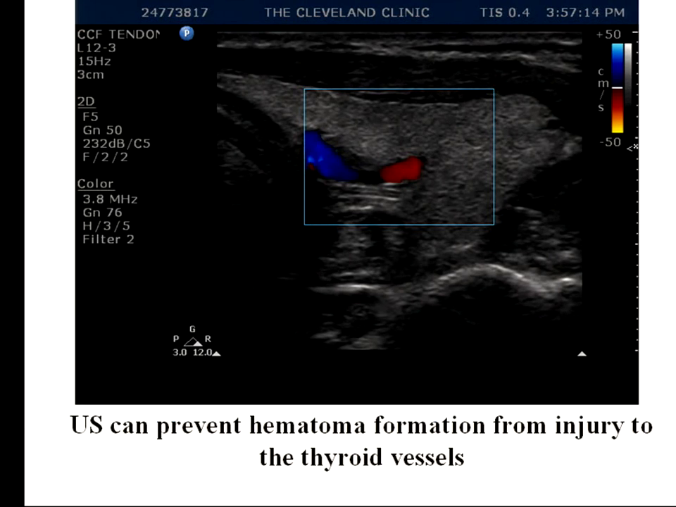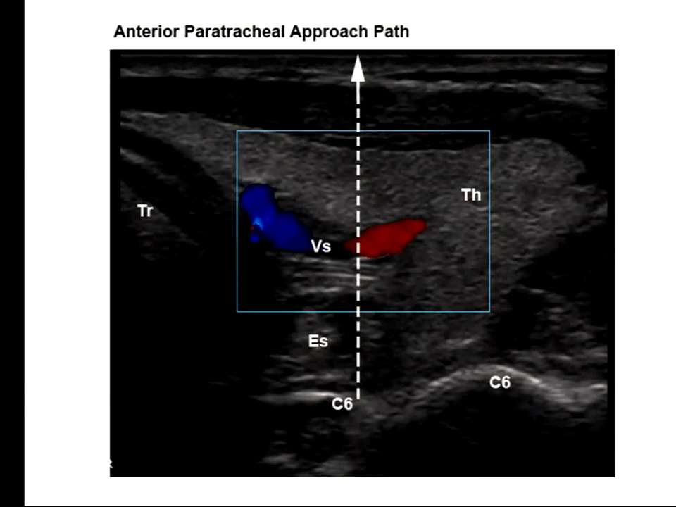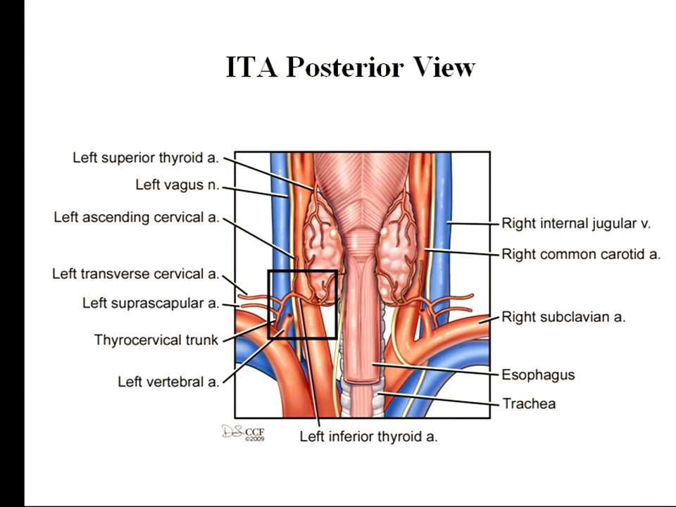So what are the vessels that we can injure? Middle cervical artery and vein. They're usually inside the thyroid. If bleeding here, again, it will be contained in the thyroid. I'm not concerned much. This is our concern.